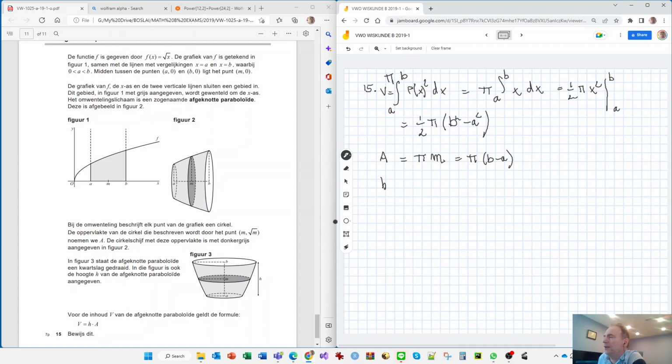And what is h? H is, no. That's not true at all. M is the middle. M is the middle. So it is 1/2 (A plus B). Okay, and I think it's working out. The H is this distance here, so that's B minus A.